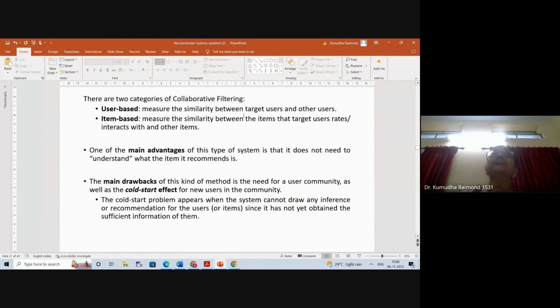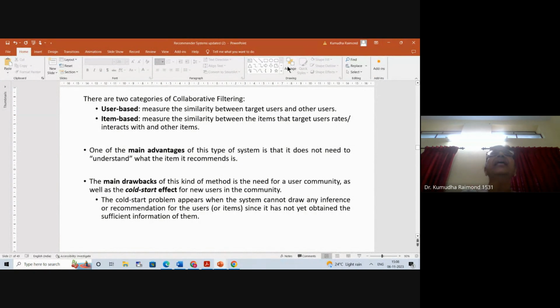User based means it tries to find out the similarity between the target user and the other users. The target user is the one who is requesting the recommendations, or the one who has been targeted, and they try to find the similarity between that particular target user and other users.